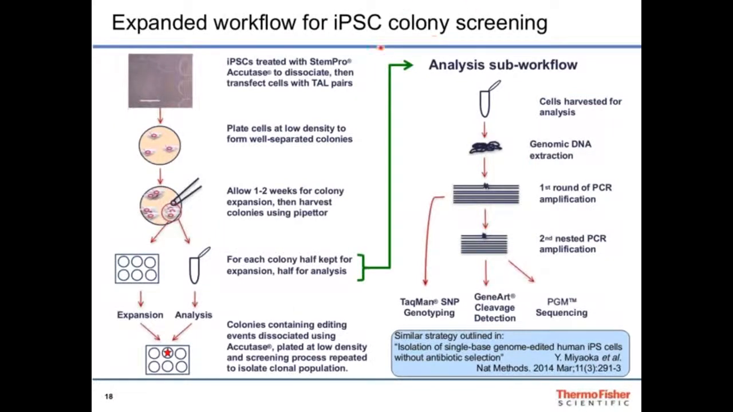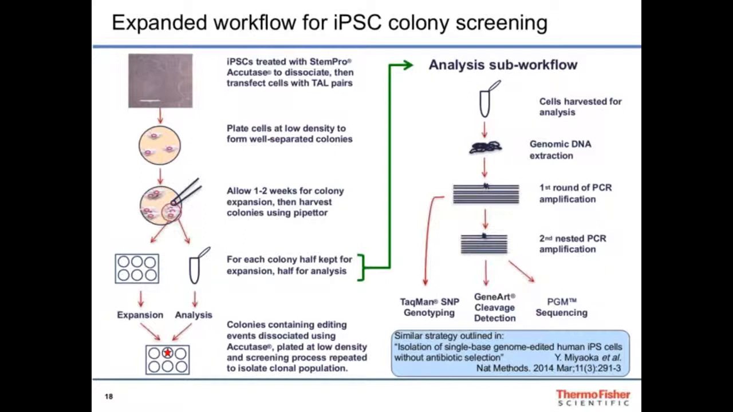So the workflow is as follows. We've now engineered our iPS cells, and we plate them at a relatively low density. If you've worked with iPS or ES cells, you know they grow in colonies. So we manually pick the colonies and split them in two. Half the colony we kept in a plate for expansion, and half the colony we used for analysis.